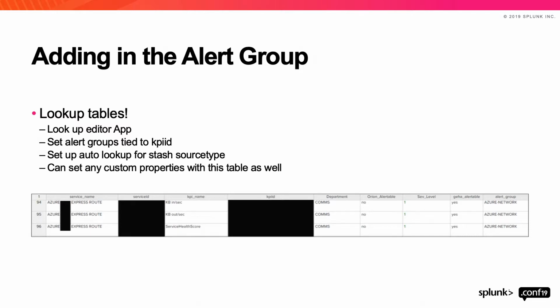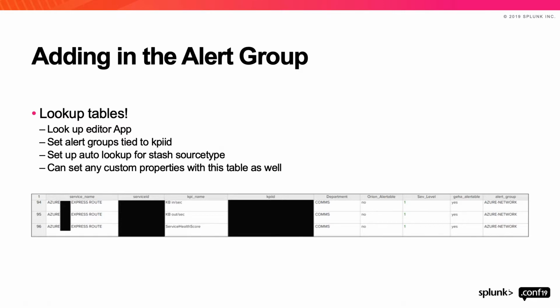Anyway, we went ahead and used a lookup table. We set alert groups, and we wanted to tie these to the KPI ID. The KPI ID is inherent, a KV store key in ITSI, and every single KPI has one. So we correlate this KPI ID with alert group. Our alert groups here, for example, include Azure Network. In your own environments, think about how you would want to group them.